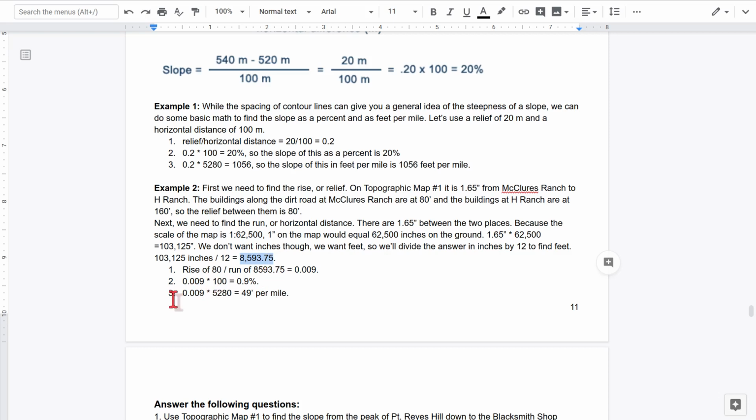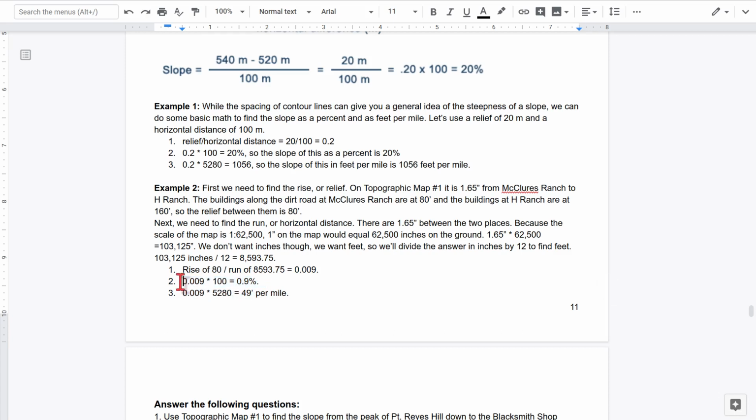We know that the slope, we have a rise of 80, a run of 85.93, so the slope is 0.009. Multiply that by 5280, we get 49 feet per mile. Multiply 0.009 by 100 to convert it to a percent, we get 0.9. I think the easiest way to do this is you divide the rise by the run, multiply that number in your calculator by 5280. I would probably then divide by 5280 to get back to 0.009 and multiply that by 100. Make sure that you multiply by 100 to give me the final percent.